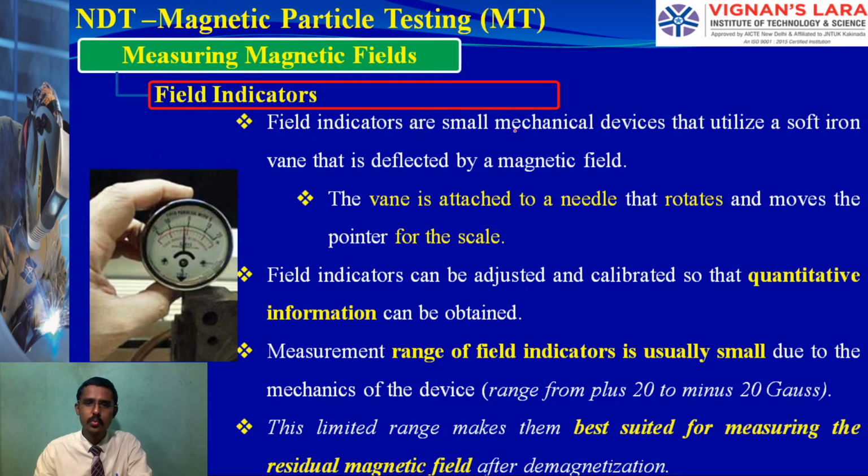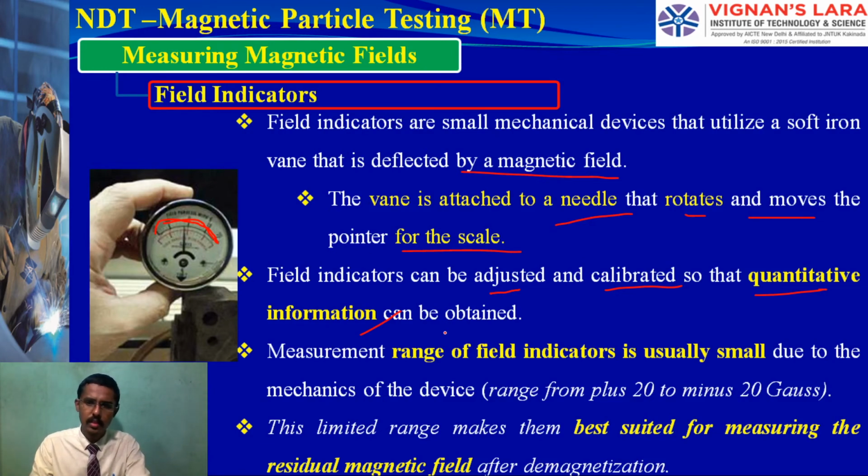The field indicators are small mechanical devices that utilize a soft iron wand that deflects in a magnetic field. The wand is attached to a needle that rotates and moves the pointer along a scale. So here we have a scale. It moves here and there, and accordingly we can identify whether it is in a magnetic condition or in a demagnetized state. The field indicators can be adjusted and calibrated so that quantitative information can be achieved. Yes, quantitative here is nothing but magnetized or not magnetized.